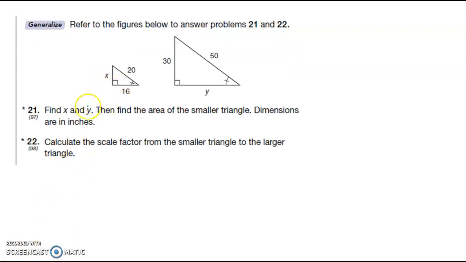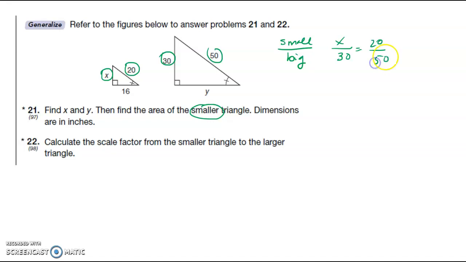Okay. Find x and y, then find the area of the smaller triangle. Okay. So this is where we do small to big to find the missing numbers. So x is to 30 as 20 is to 50. So let's do that. X is to 30 as 20 is to 50. And we cross multiply.